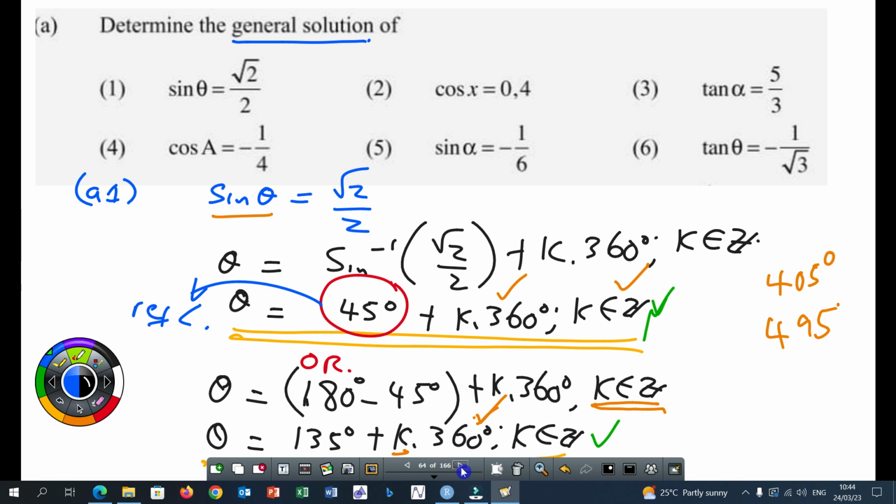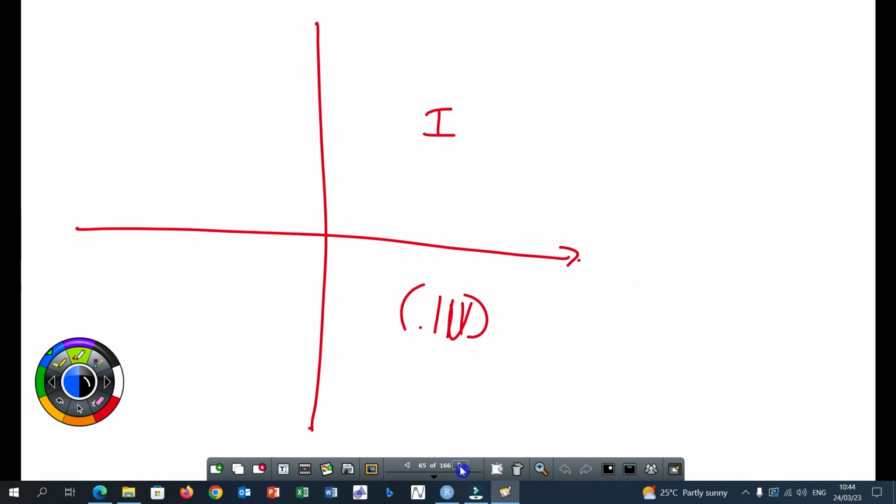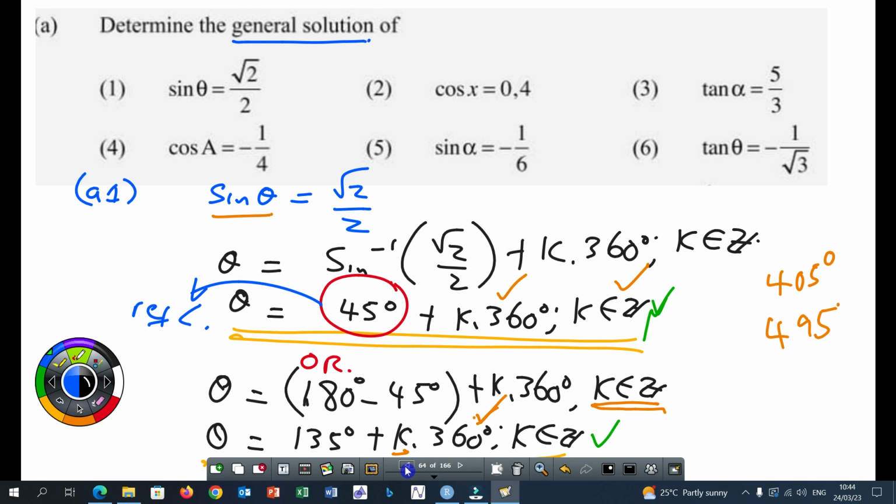Right, so we have done that. Let's move on to one with cos, like that number 2 there. Okay, let's do this one which is negative. So cos A equal to minus a quarter.